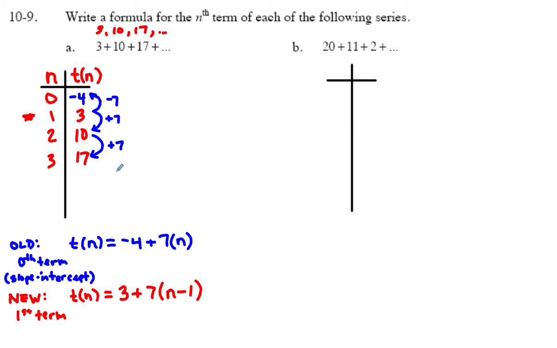So we could take a value and plug it in, and it should work in either one of these. If we put 1 into this one, the first term would equal -4 plus 7, which is 3. On this one, if we plugged in 1, what's the first term? We do 3 plus 7 times the quantity of 1 minus 1. Well, 1 minus 1 is 0, and 0 times 7 is 0, which still leaves us with 3 as well.